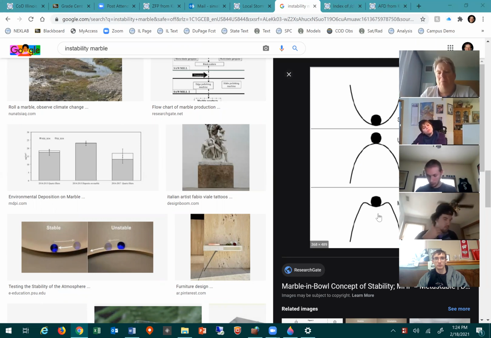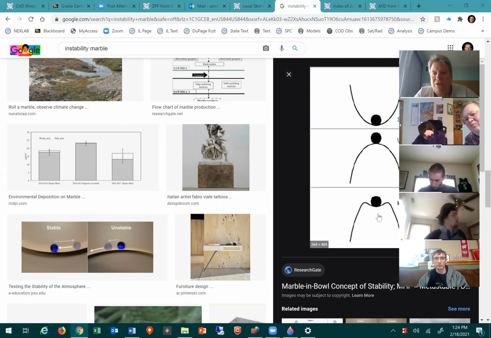Now, this says metastable, and that must be some physics term. In meteorology, that's called neutral. It's just going to stay there. We're not going to care. Neutral means you move it, it stays there.